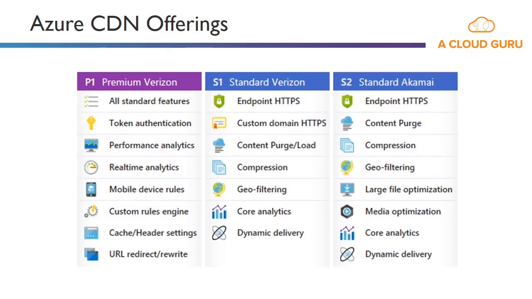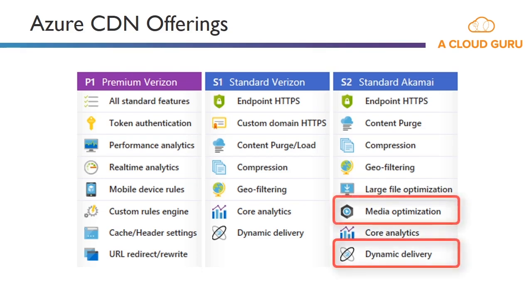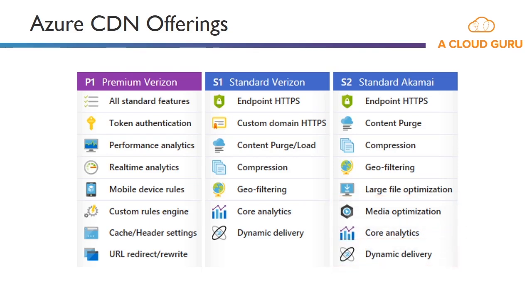At a high level though, when you look at the offerings in the portal, you'll notice a few things that really stand out as differentiating between the different services. In particular, if we look at Akamai versus Verizon, what you'll notice in Akamai is they put a lot of emphasis on this media optimization. So let's go ahead and switch over to the website and take a look at the table there.